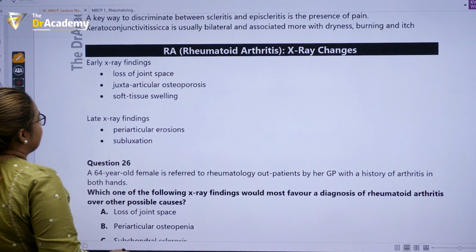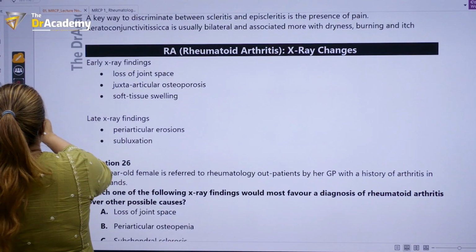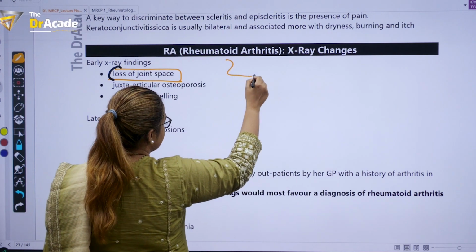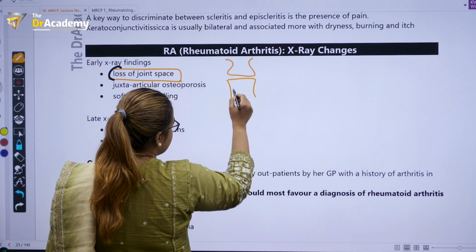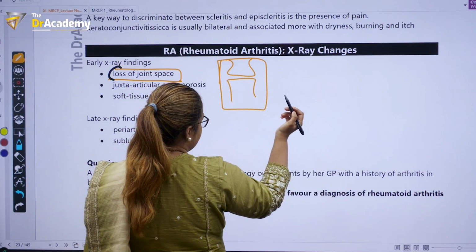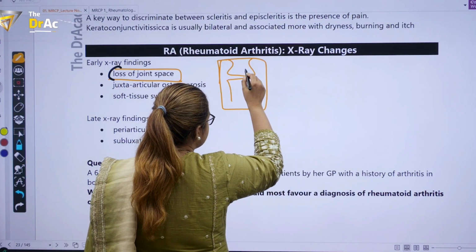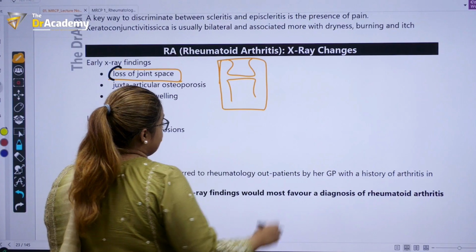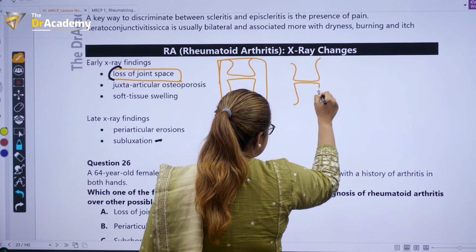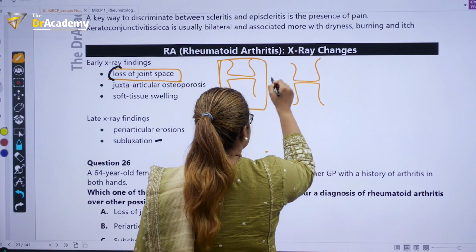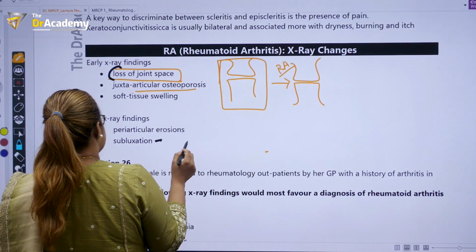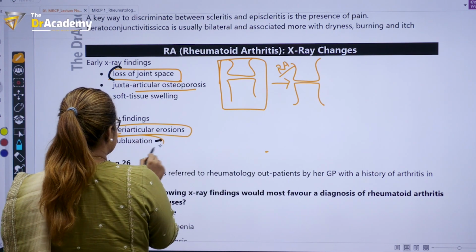So the early X-ray finding: here you will find the loss of joint space. Okay, loss of joint space. Suppose this is a knee. This is the knee X-ray. Suppose here there is some space between these knee joints. But in case of rheumatoid arthritis, this joint space will be decreased. And also juxta-articular osteoporosis and periarticular erosion and subluxation.